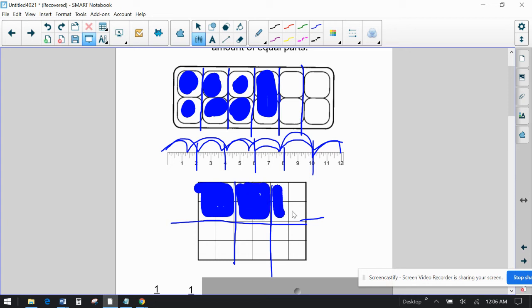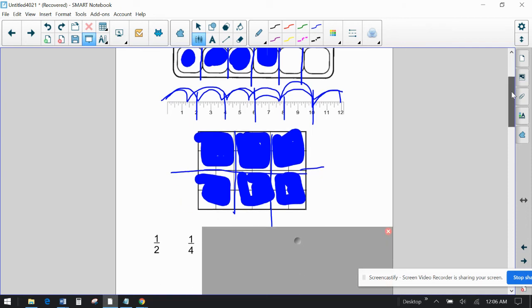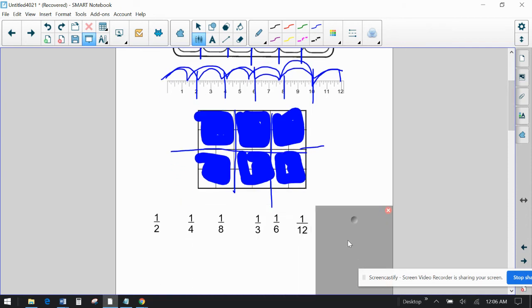There's 2 sixths. There's 3 sixths or half. There's 4 sixths. Here's 5 sixths. Here's 6 sixths. So that's how we do our sixths.